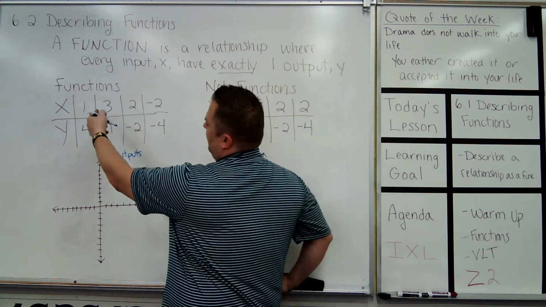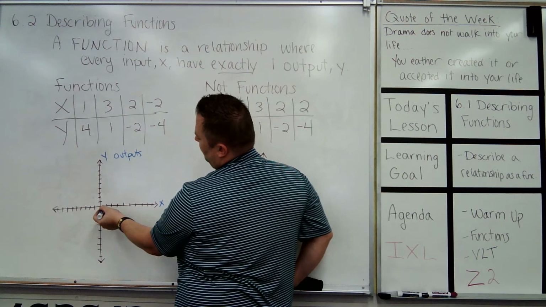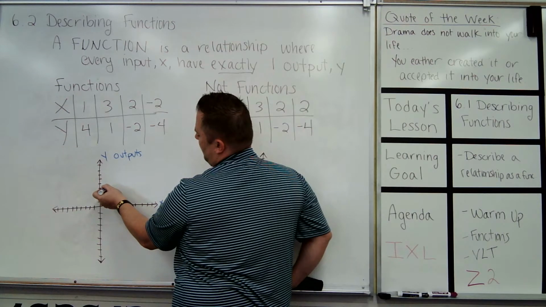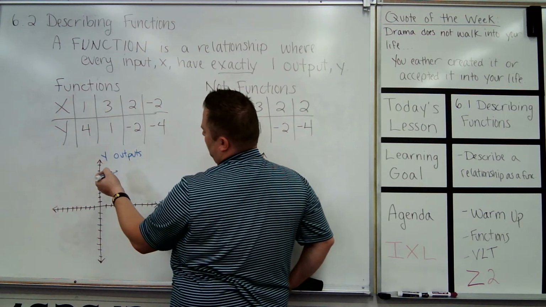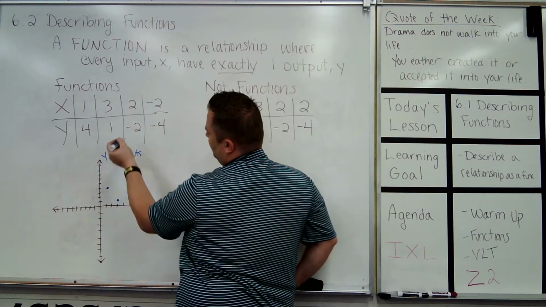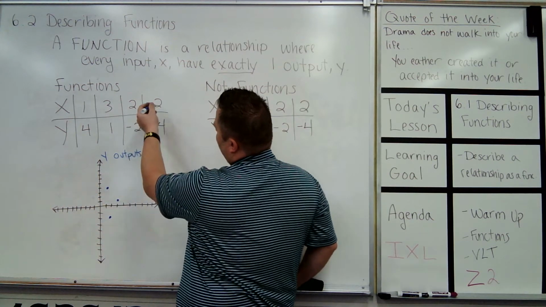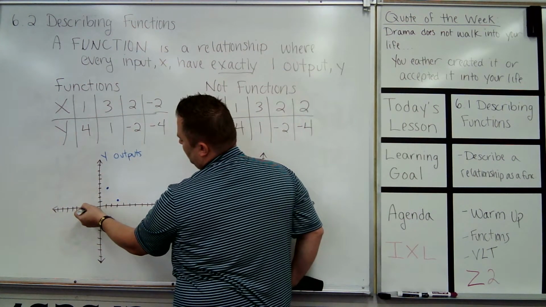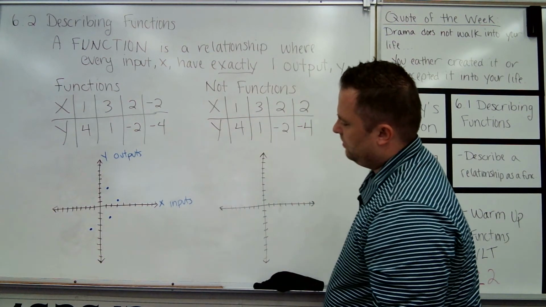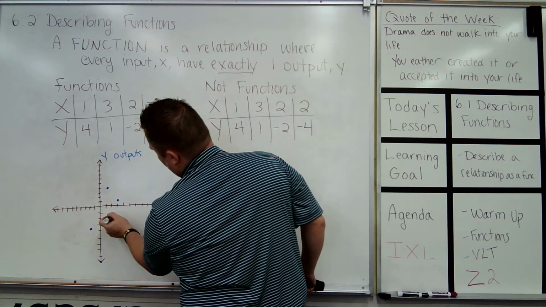So to be able to graph these, I'm looking at when x is 1, y is 4. So I'm counting 1 over on the x, and then I'm counting up 4 on my y. So 1, 2, 3, 4. That would represent this relationship. So when x is 3, y is 1. When x is 2, y is -2. And then when x is -2, y is -4. So somewhere down here. Okay? Let me make sure that's a little bit clearer right there.